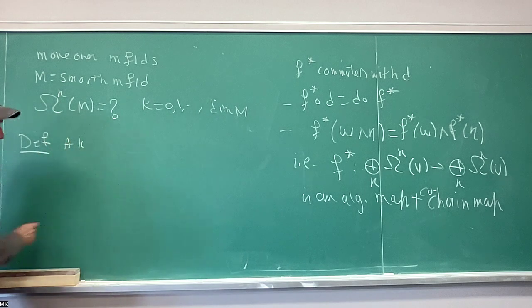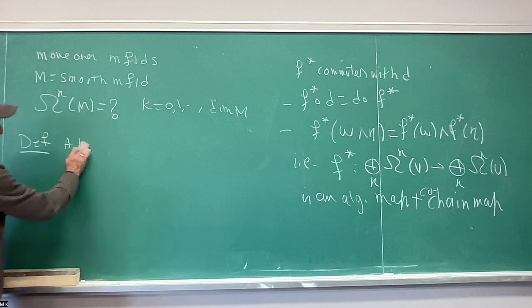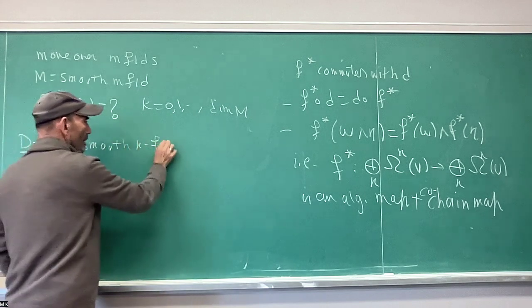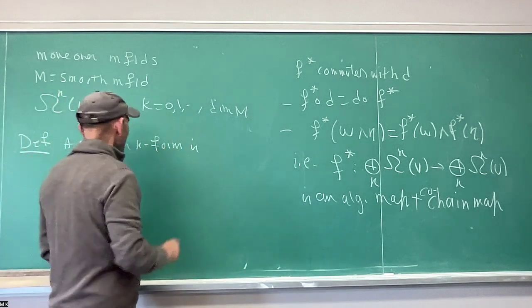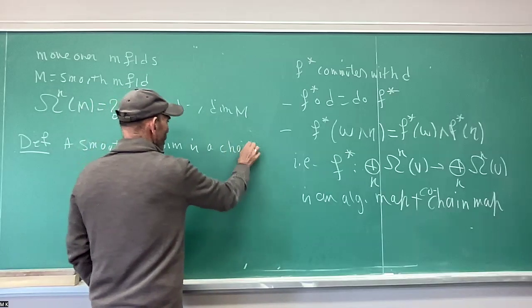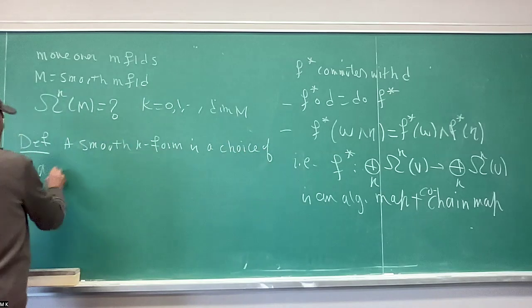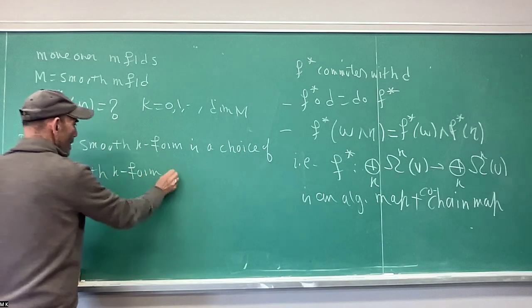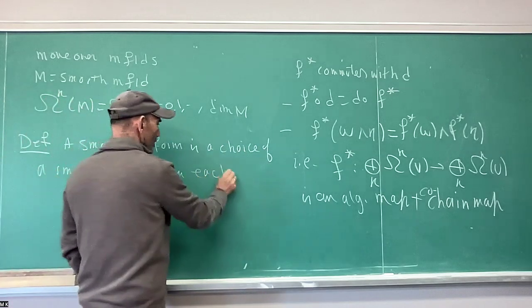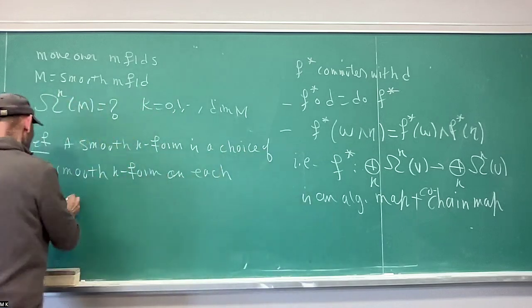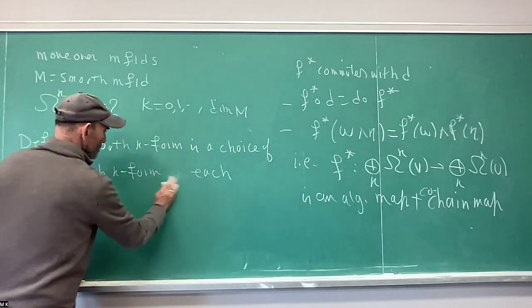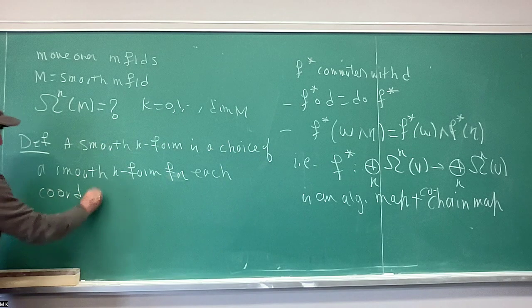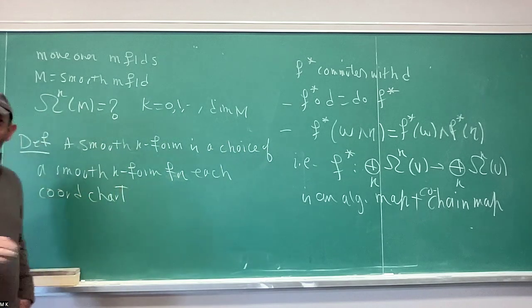A smooth k-form is a choice of a smooth k-form on each coordinate chart, for each coordinate chart. So remember what a coordinate chart was?